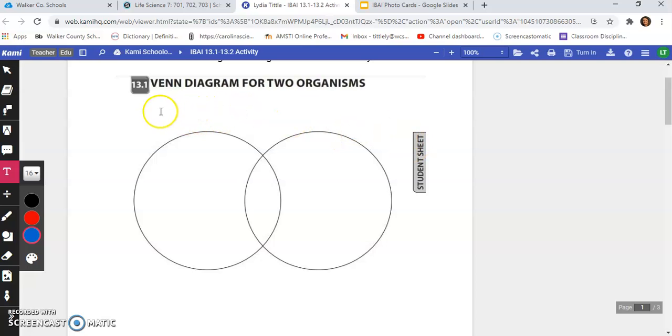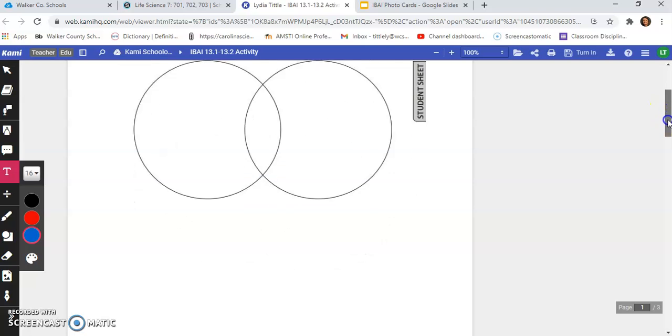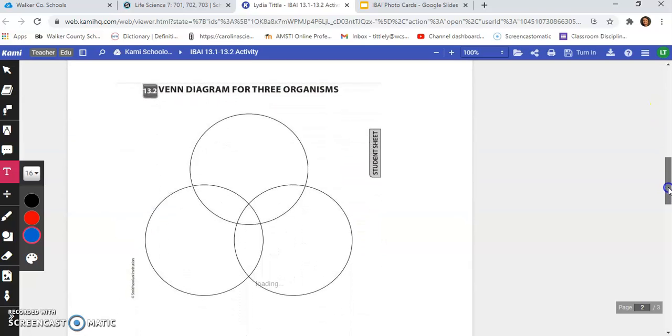And so on your Venn diagram, you would type in one organism's name above this side, the other organism's name above this side. And in your circles where they do not overlap, I want you to come up with at least 3 characteristics that are different about this one from this one. And again, 3 characteristics over here. And then in the middle, I want you to think of at least 2 things that they have in common. So 3, 2, 3. All right. Now let's scroll down and look at part 2 of this assignment.